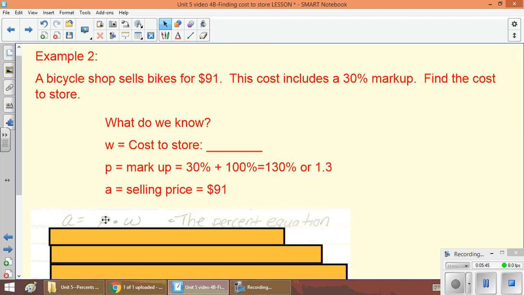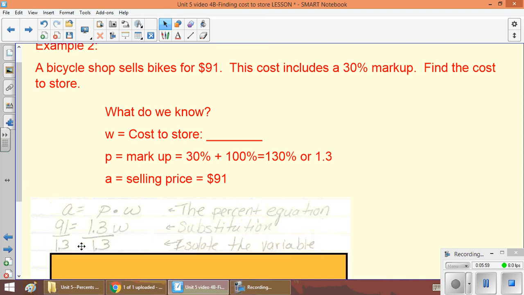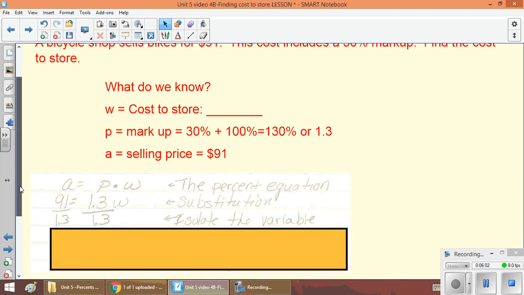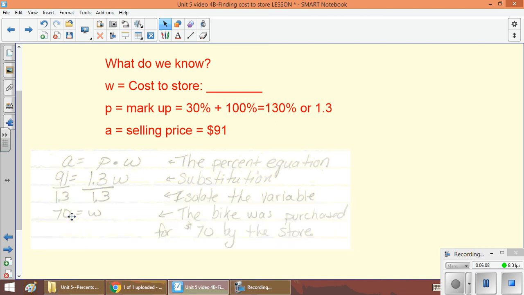So what are we going to do now? We're going to use A equals P times W. We're going to substitute for A, P, and W. So A is 91, P is 1.3, times W. We divide both sides by 1.3. So if you take your calculator out and do 91 divided by 1.3, you get an answer of 70. So the store, as an owner, they were able to buy a bike for $70, and they add on an extra 30%, and your buying price as a customer walking in, you would pay $91 for this bike.